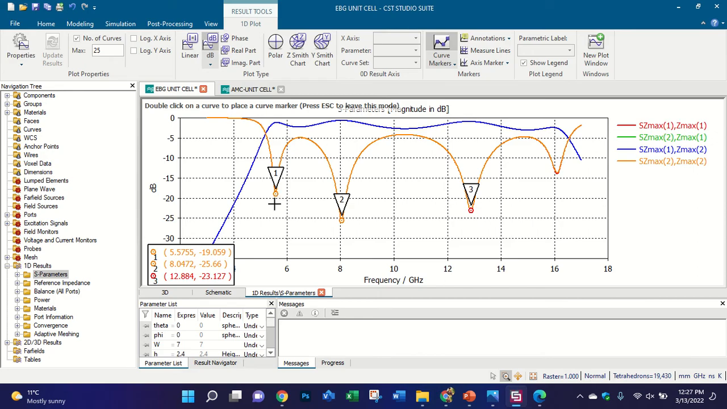If you see at this position, like at 5.57 gigahertz, then the reflection phase is close to 0. And also this one, and only at that frequency band. Like maybe this antenna is a tri-band or a quad band antenna. And in this way you can achieve a broadband.